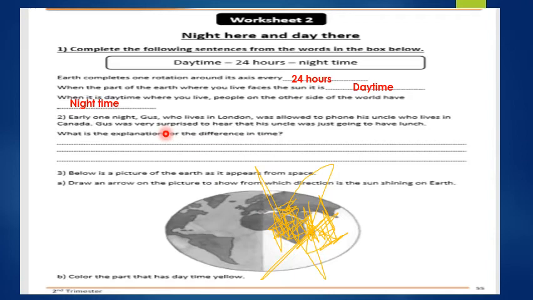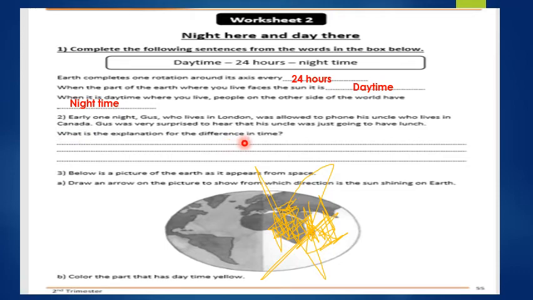So let's read the question. Early one night, Gus, who lives in London, was allowed to phone his uncle who lives in Canada. Gus was very surprised to hear that his uncle was just going to have lunch, so it's still daytime at his uncle's country. What is the explanation for the difference in time?